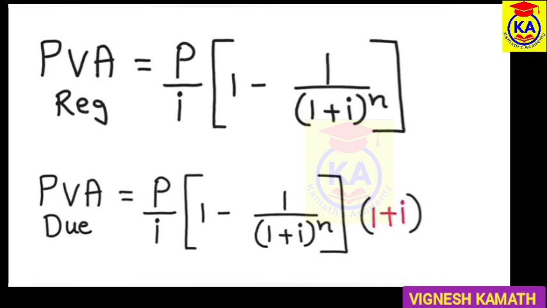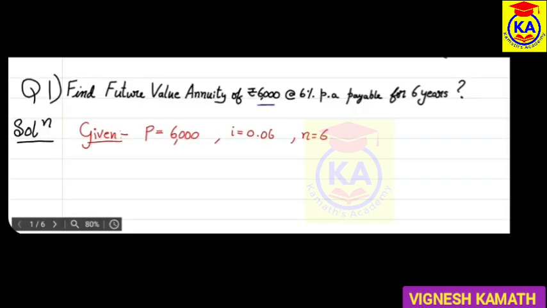Here I have not solved numbers of problems, I have kept types of problems. If you see all these questions, that is more than sufficient. So let's see the problems. Now let's begin with the first question. Find future value annuity of rupees 6,000 at 6% per annum payable for 6 years.